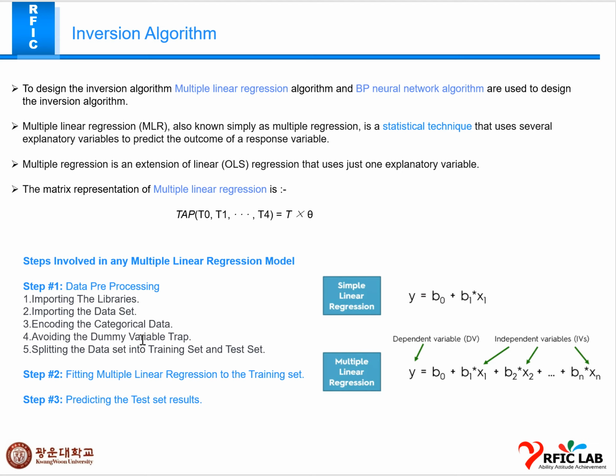What I have studied is that we have two types of regression: simple linear and multiple. In simple regression, the equation is y equals b0 plus b1 times x1. In multiple linear regression, y equals b0 plus b1 times x1 plus b2 times x2 plus up to bn times xn. In multiple regression there are dependent and independent variables. As you can see with my arrow, y is the dependent variable, and x1, x2 and xn are the independent variables.